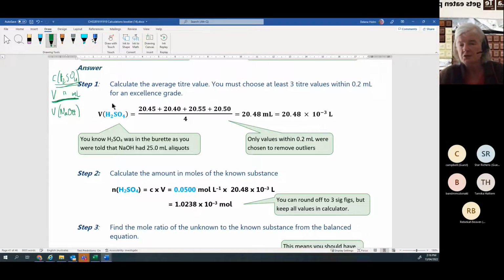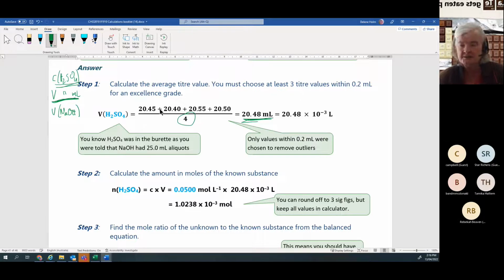So the first thing we're going to do is work out our average volume for the sulfuric acid. So we take all our results that are within 0.2. So we say 20.45, 20.40, 20.55 plus 20.50. So all the ones from the previous page. And because I took 4 results, I divide by 4, and I get the average. So this is a straightforward averaging thing.